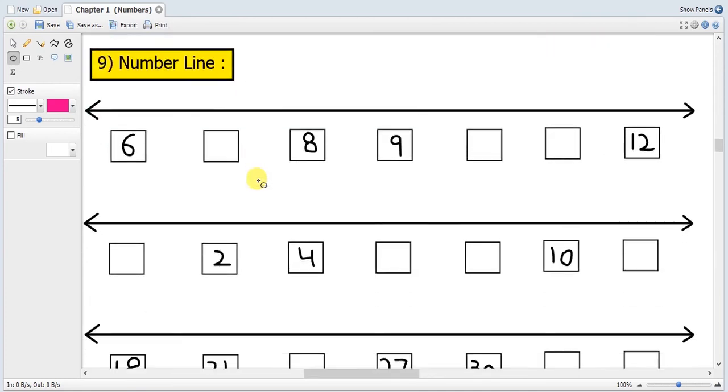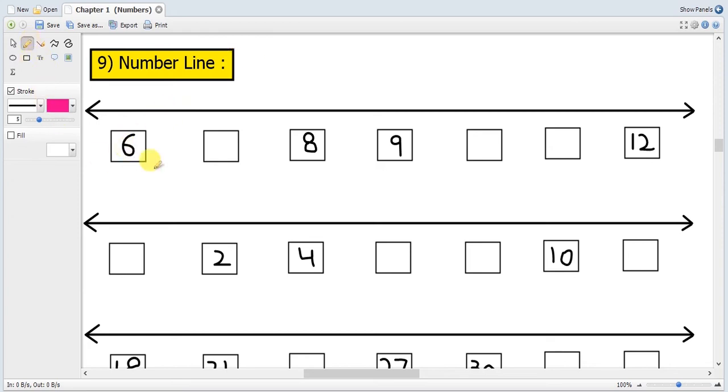Now we are moving on to the next topic, which is number line. Here we have certain numbers on a number line that are already filled inside these boxes, and a few of these boxes are empty. We have to fill in those boxes with the numbers. So if you are not sure, look over here.